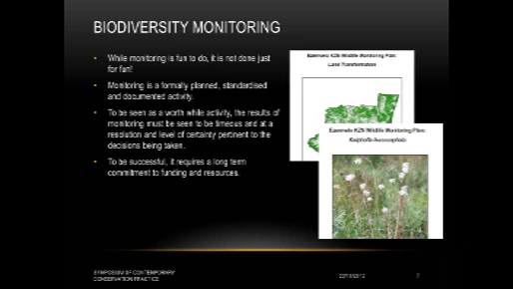To be seen as a worthwhile activity, the results of monitoring must be seen to be timeous and at a resolution and level of certainty pertinent to the decisions that are taken. There's nothing worse than presenting monitoring data and getting questioned about whether the technique has remained standard over the period of time that you've been monitoring, and people are having doubts and questions about the actual validity of the trends that you're trying to present. To be successful, however, monitoring requires a long-term commitment in terms of funding and resources, and this is an absolutely critical point, and it's a thing where South African monitoring has fallen down hopelessly in the past.